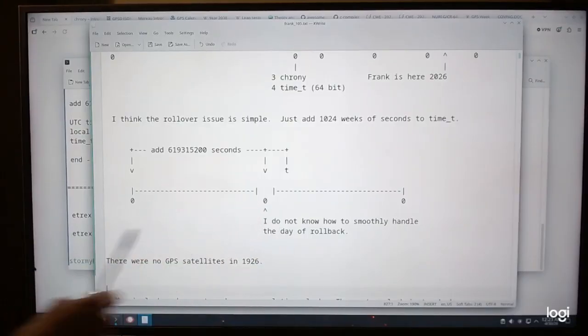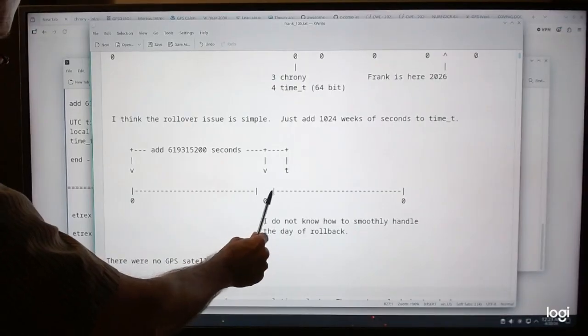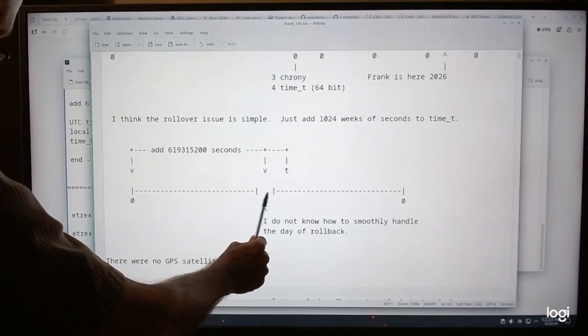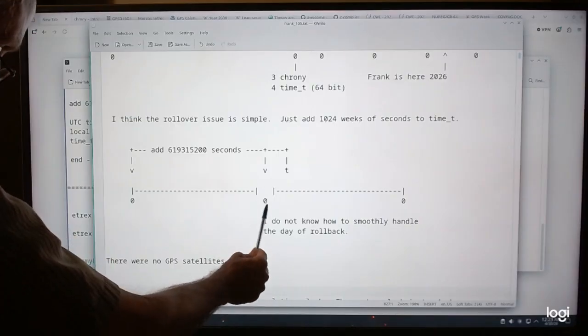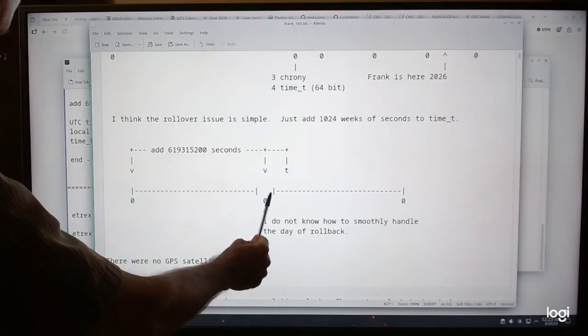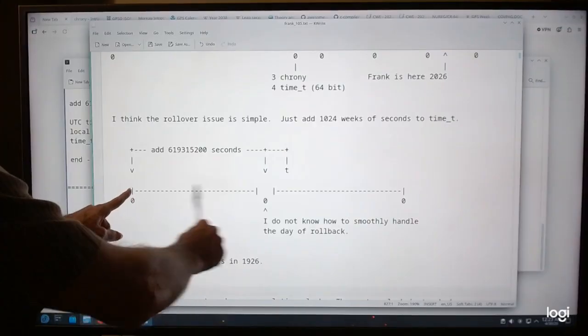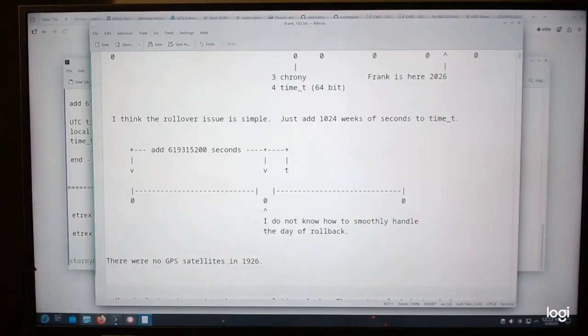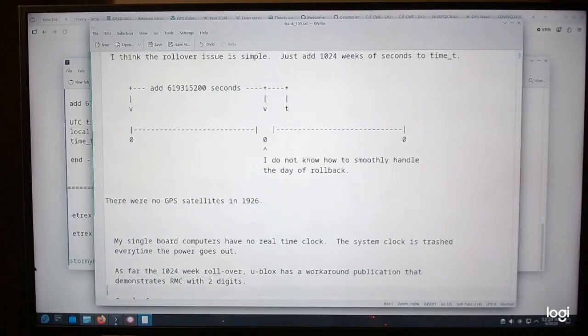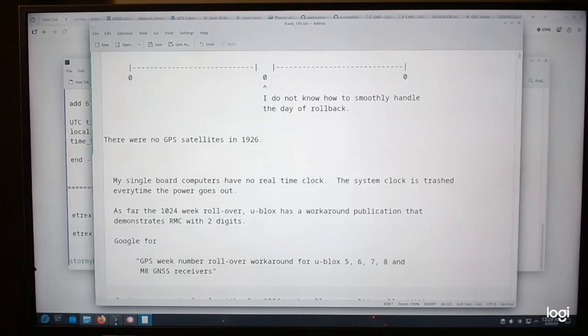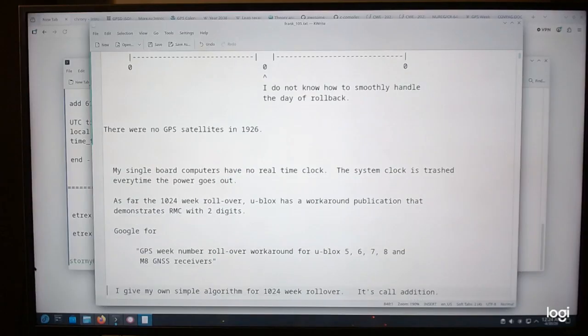there you go. Now, I don't know how to smoothly handle the day of the rollback. I don't know how to do that. I don't have an algorithm, but that's 20 years though. That's almost 20 years between the zeros. So see what I'm saying? Every time the power goes out, the system clock is trashed on those single board computers.